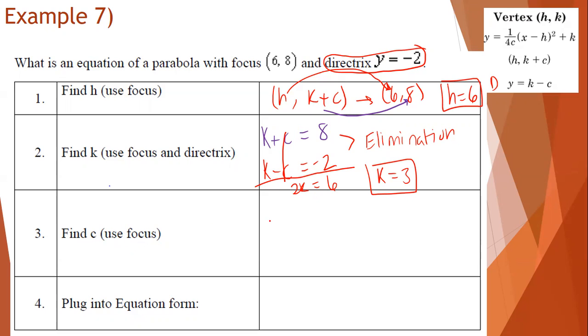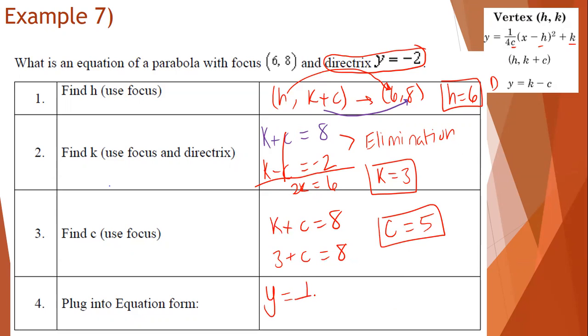To solve for my c, I'm going to use the fact that k plus c equals 8. 3 plus what equals 8? So c equals 5. Now I have my c, my h, and my k. Can I write my equation? So we have y equals 1 over 4 times 5, which is 20, times x minus h, which is 6, plus k, which is 3.